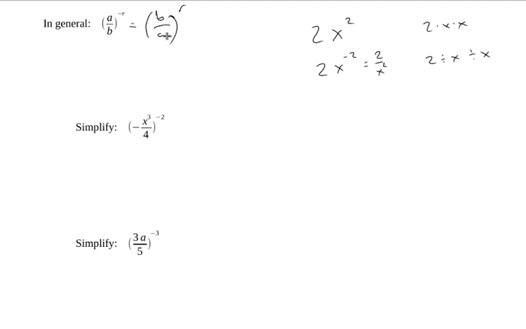It's just changing. If you're multiplying by x versus multiplying by 1 over x, the reciprocal of x, that's the difference between these. All right, in any case.